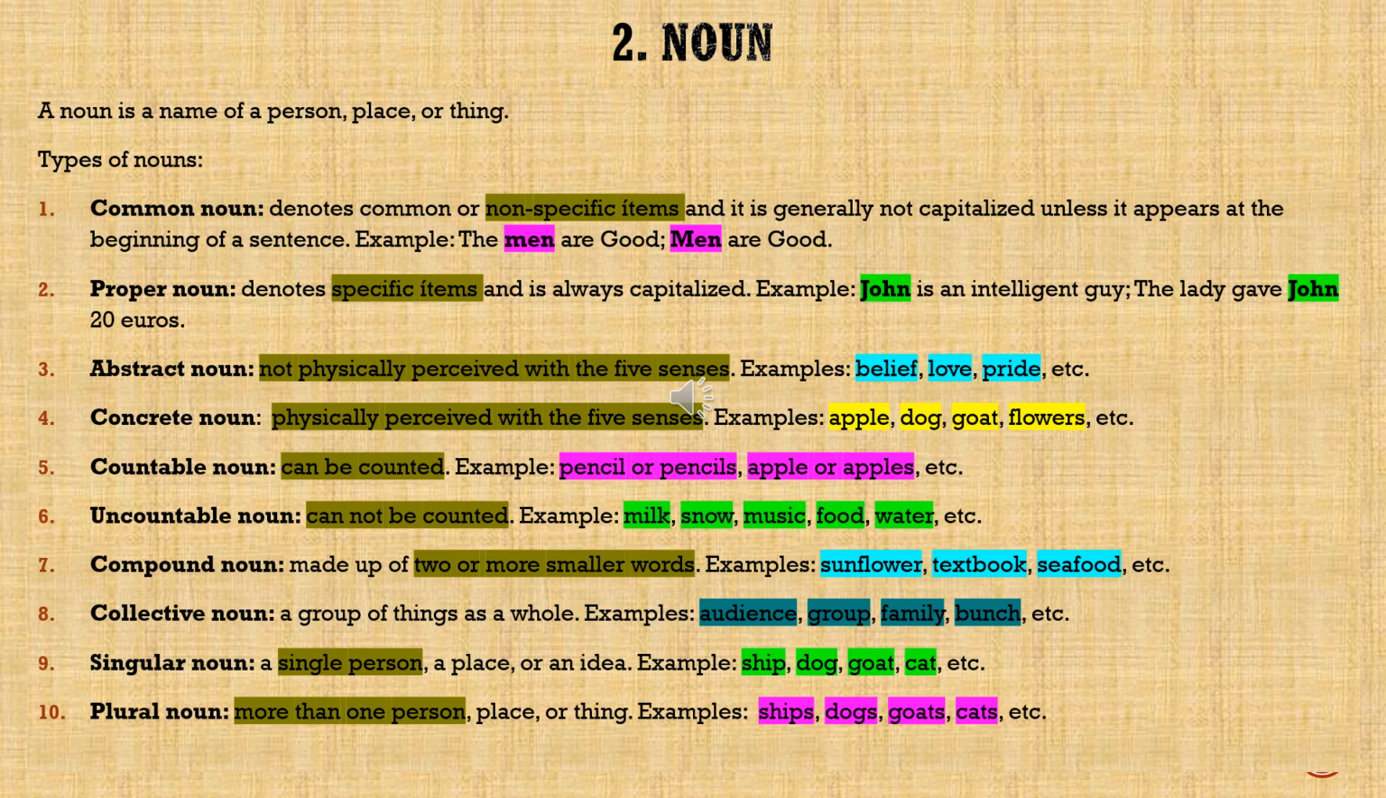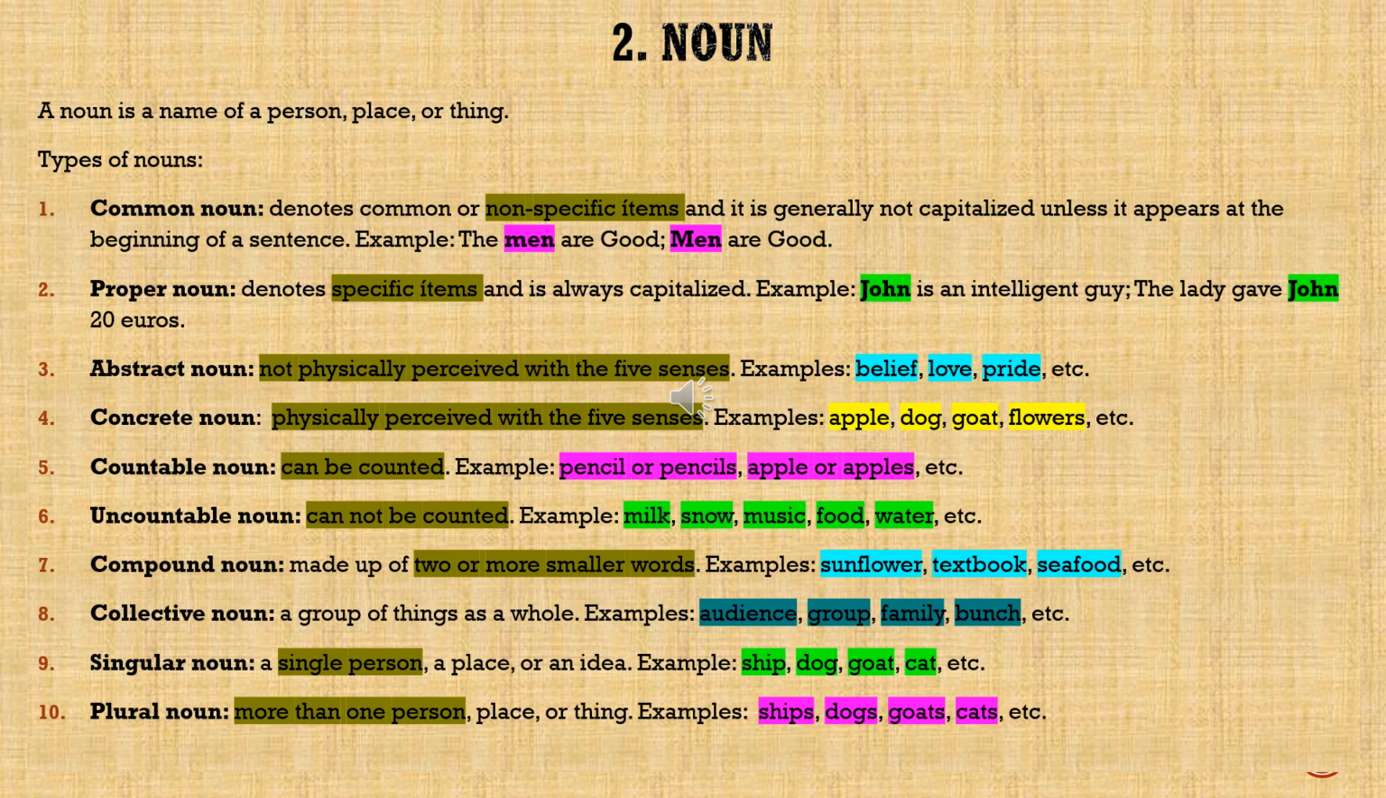For example, in the sentence, "The men are good," men, as a common noun, is not capitalized because it is not the first word in the sentence. Looking at the second example that reads, "Men are good," men is capitalized because it is the first word in the sentence. Examples of common nouns are city, religion, man, woman, store, etc.